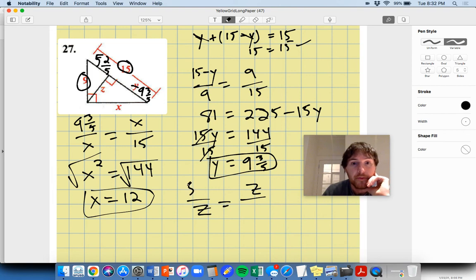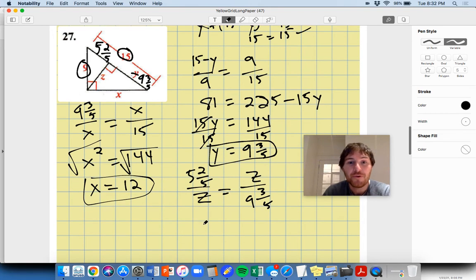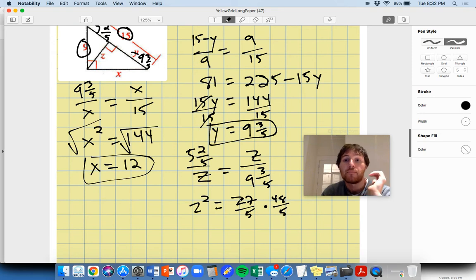So I'm going to set it up. We got fractions galore on the homework tonight. You might want to change this to an improper fraction and cross multiply. So let's do that in my head real quick. Z squared is going to equal 5 2/5, that's 27 over 5, and then this is 9 3/5, so that's 48 over 5. Okay, multiply them together.